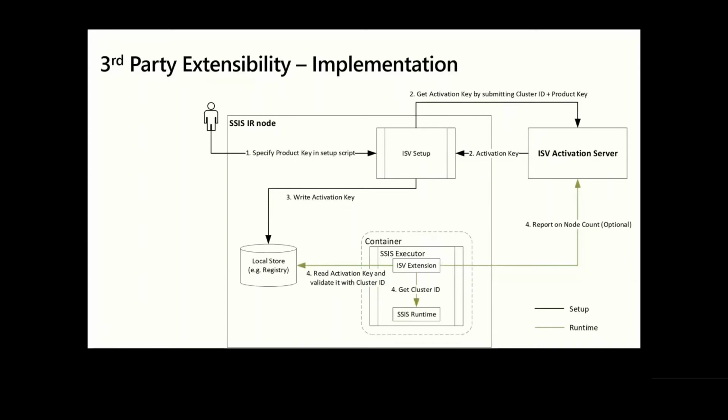At runtime, when he runs packages on his SSIS IR, the third-party component will fetch the locally stored activation key and validate it against his SSIS IR cluster ID from SSIS system variable on each node of his SSIS IR to ensure that it is licensed to run the third-party component. This is the license validation process that could also optionally report his SSIS IR cluster node count from SSIS system variable to the ISV's activation server.